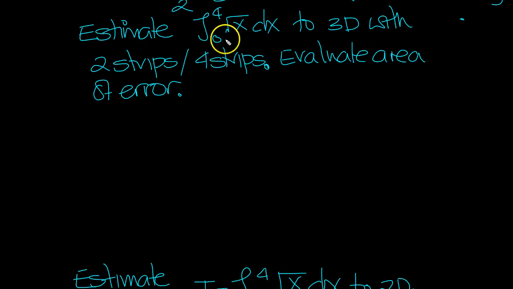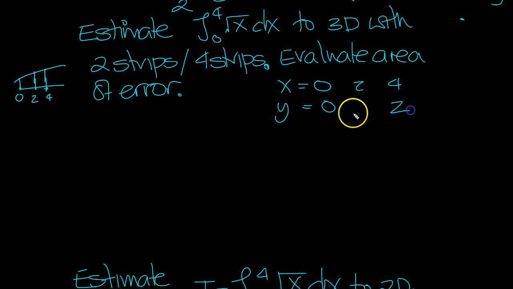Here's our new problem. So 2 strips, so that'd be 3 ordinates, so 0, 2 and 4, wouldn't it? So the distance h would be 2. There's our strips, so to speak, if you were thinking about it like that. And then we've got 2 strips, 3 ordinates at 0, 2 and 4. So the x values would be x equals 0, 2 and 4. The y values would be square root of 0, square root of 4 is 2 and square root of 2 is root 2.